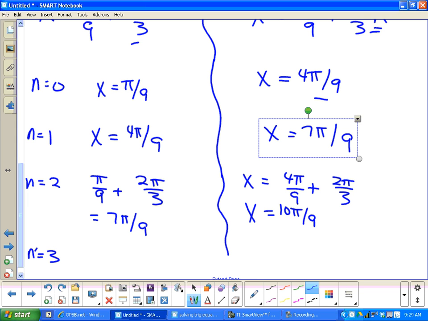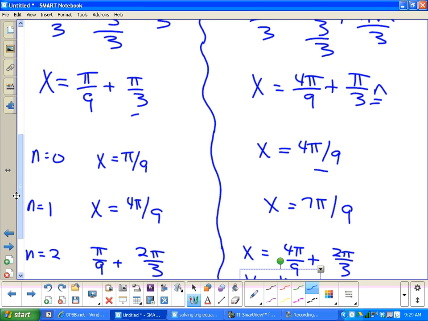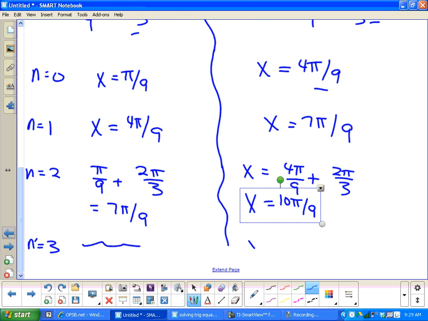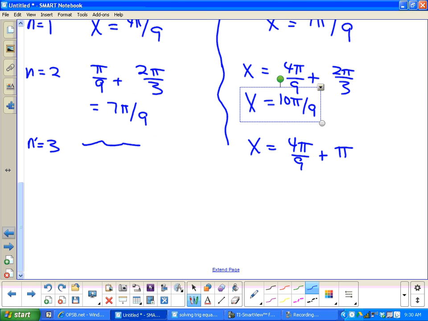Now, let's notice a pattern. This one, when n equals 3, is just going to give me that solution right there. So I'm going to skip this one because I know it's just going to give me 10 pi over 9. So let's go to this one and let n equal 3 there. What would pi over 3 times 3 be? Which is just pi. So we get 4 pi over 9 plus pi. We can think of that as 4 pi over 9 plus 9 pi over 9, which would be 13 pi over 9. Now, is that bigger than 2 pi? No, got to keep going.